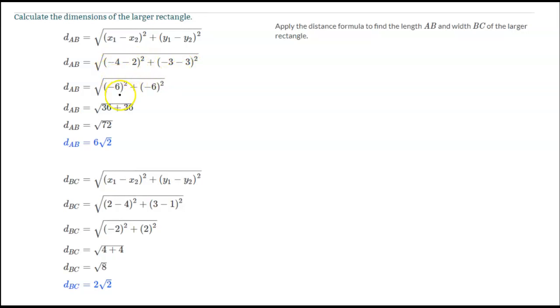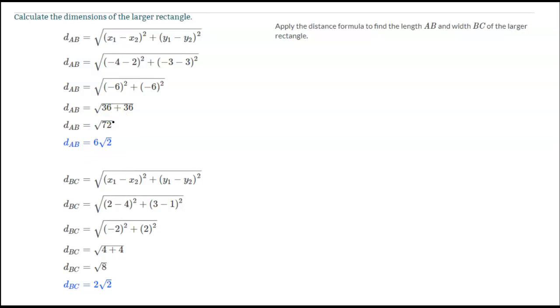I'm going to subtract those values. I get negative 6. Negative 6 squared is 36. 36 plus 36 is 72. The square root of 72 exact is 6 times the square root of 2.